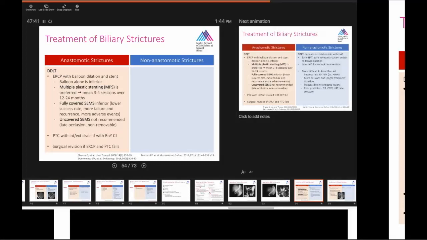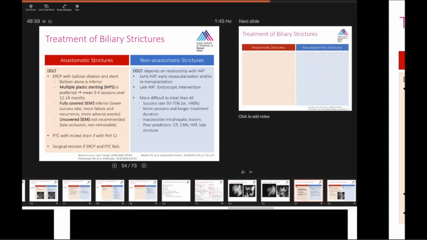The success rates are lower, they have more failure, more adverse events, particularly pancreatitis, more recurrence. Uncovered metal stents are just not recommended. The problem with these is they're not removable. Like when you put it, it's there forever. In patients with Roux-en-Y, PTC, and an internal-external drain, and if everything fails, surgical revision.